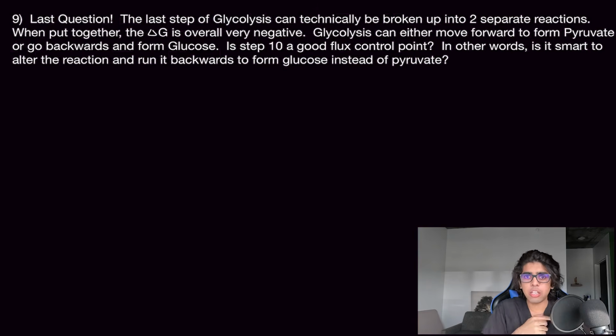Same thing about glycolysis. You went through 9 other steps, wasted energy, to get to this point. What's the point of just turning back around and going back where we came from? It's better to finish the reaction and form pyruvate, because we used all this energy to get to step 10. And just to turn back around and start from the beginning, why would we want to do that? It's kind of counterproductive. Just a waste of energy. So the answer is no. It's not a good flux control point.